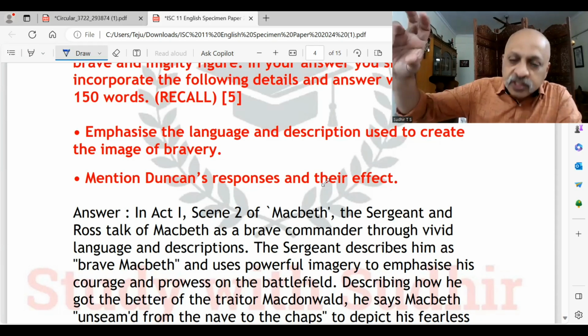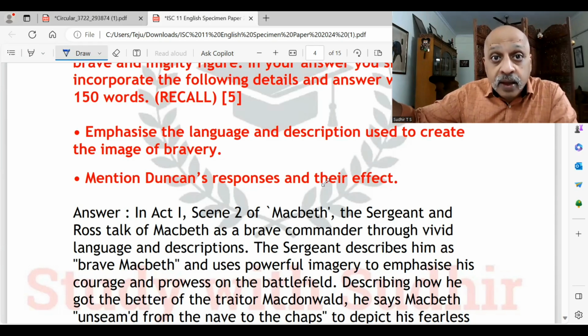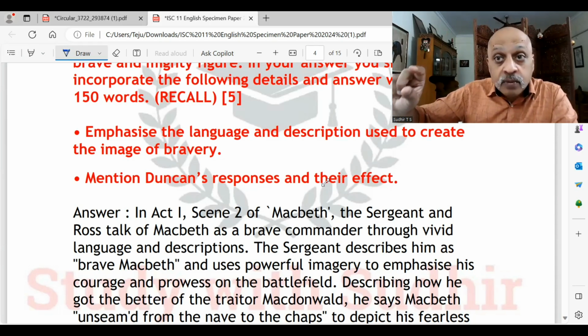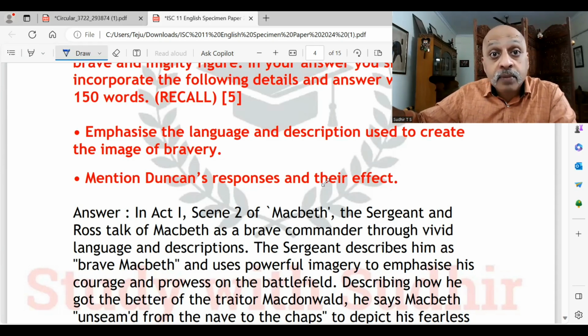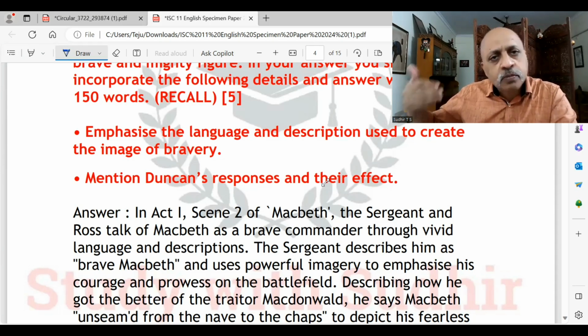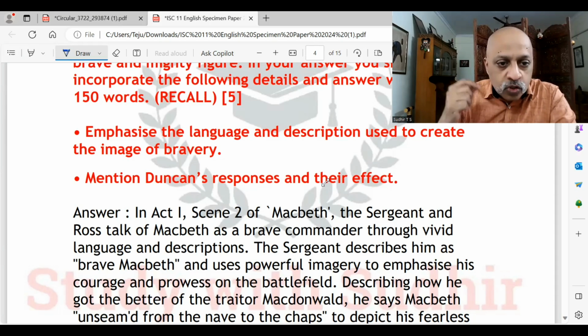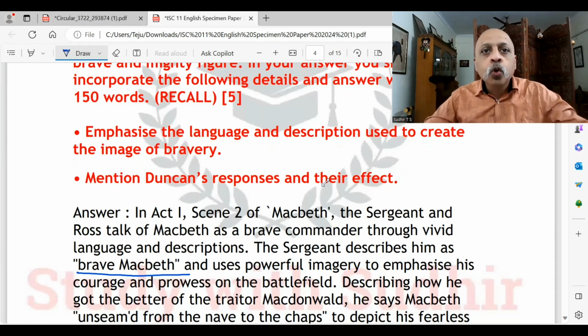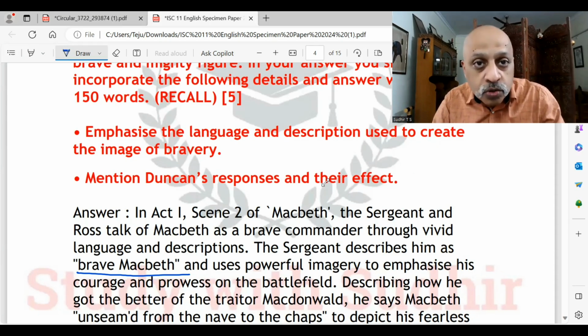So first you have to write about the sergeant, what he said about Macbeth's bravery. After that you have to write about Ross, what he said about Macbeth's bravery. Okay, and then you need to talk about the language, description and Duncan's responses. So the sergeant describes him as brave Macbeth. See how I have used the keywords included in the answers. That's how you need to do that.